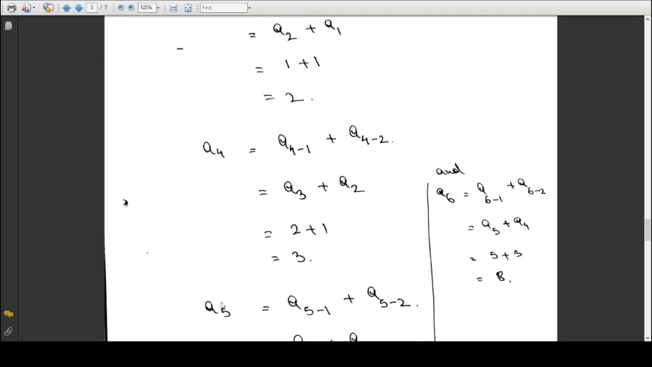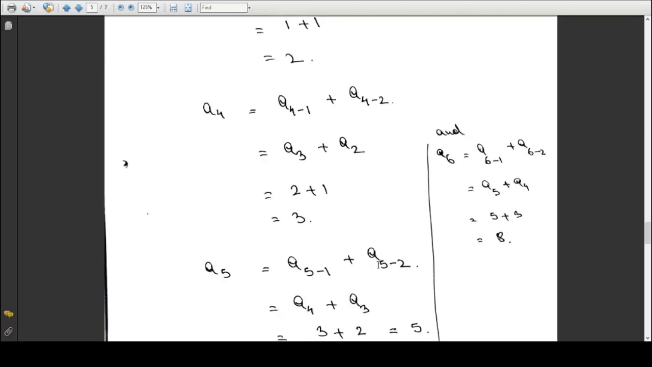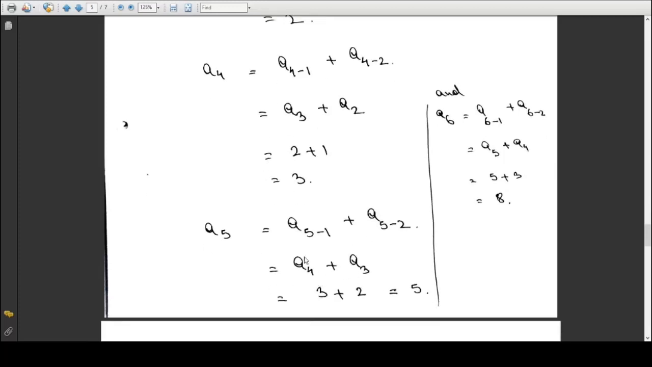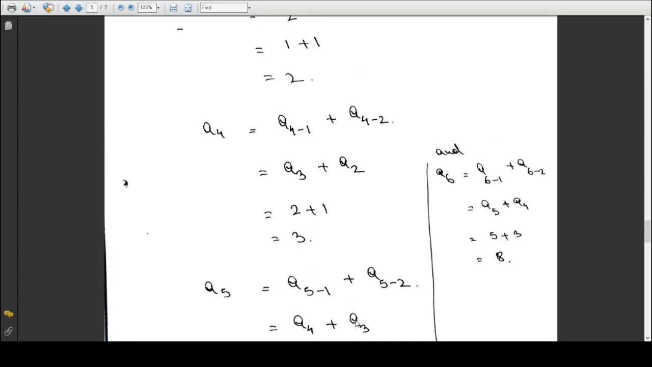Now putting n equal to 5, 5 minus 1, 5 minus 2. 5 minus 1 is 4, 5 minus 2 is 3. Now the fourth term plus the third term. The fourth term is 3, the third term is 2.